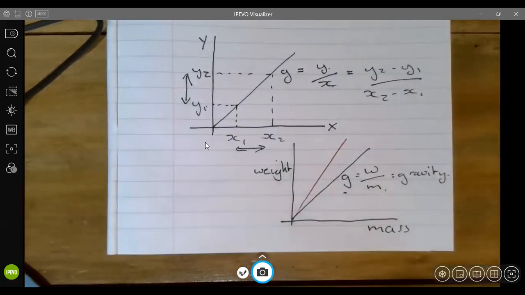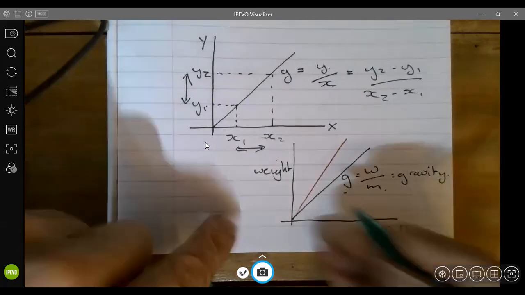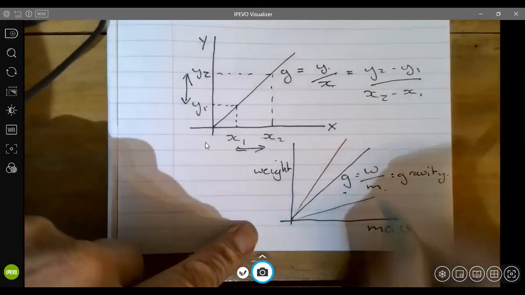what planet do you think that might represent the gravity? What planet do you think that is? Or which satellite do you think has a gravity that looks like that?